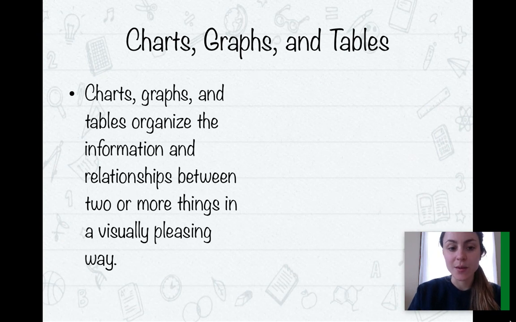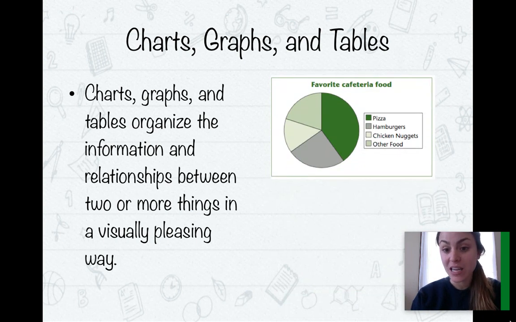Charts, graphs, and tables organize the information and the relationships between two or more things in a visually pleasing way. So instead of just reading all of that information, you can see it. For example, this pie chart shows different foods that are served in a cafeteria and what the favorites are. For this example, pizza is the favorite, my favorite too.